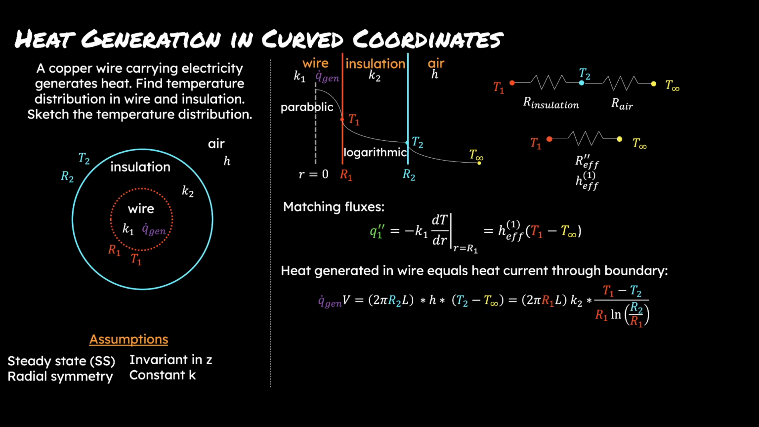We can also set this equal to the heat transfer at the boundary R sub 1. In that case, we have 2 pi R sub 1 times L times K sub 2 times the temperature difference T sub 1 minus T sub 2 divided by R sub 1 times the natural log of R sub 2 over R sub 1. This is making use of the temperature profile that we derived earlier.